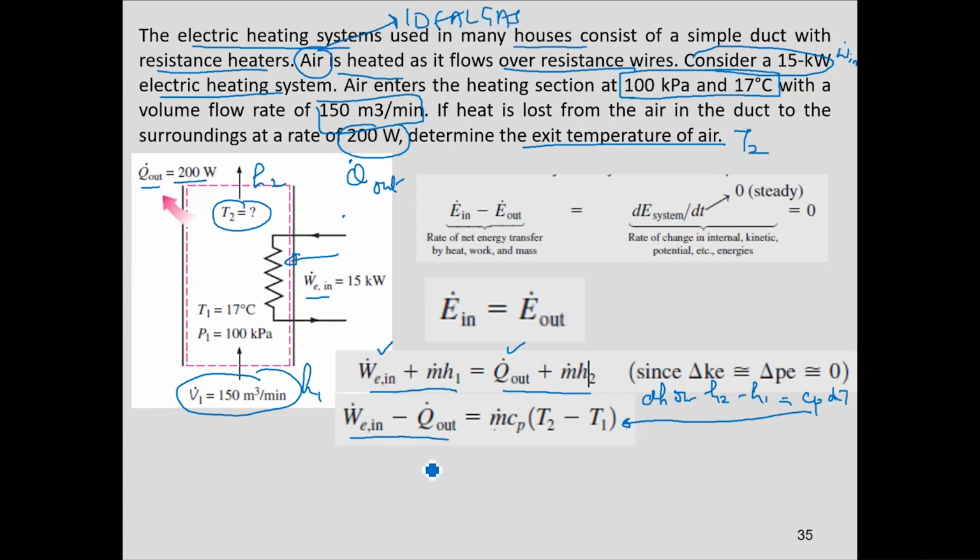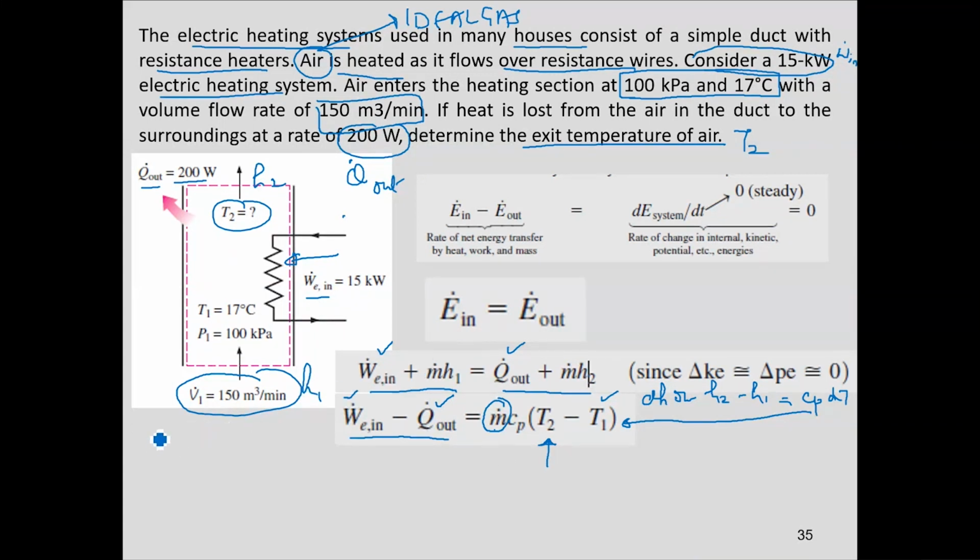Now, in this case, you have to find out the final temperature. Work electrical in is given, Q out is given, T1 is given, T2 you have to find out. How can I find out the mass flow rate? Any suggestions? Is the volume flow rate given here? Density from temperature, density from the ideal gas equation, we will find.